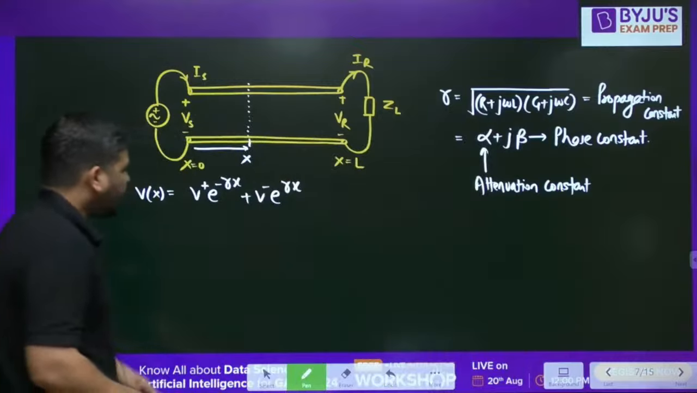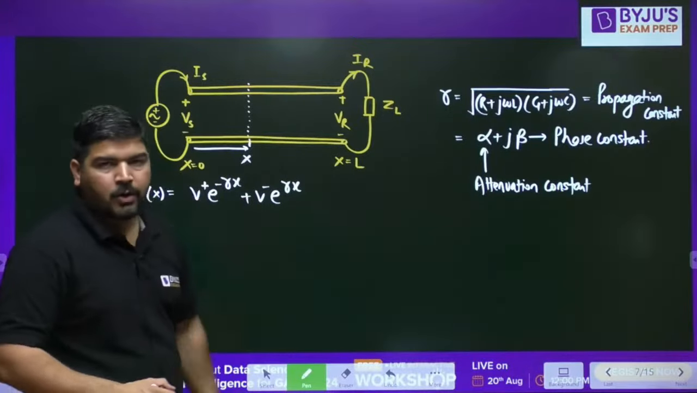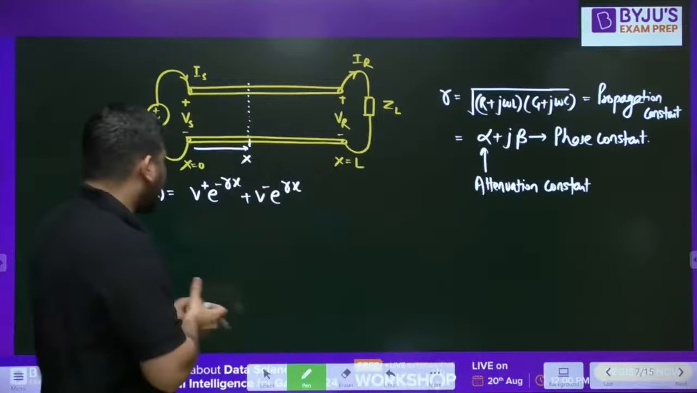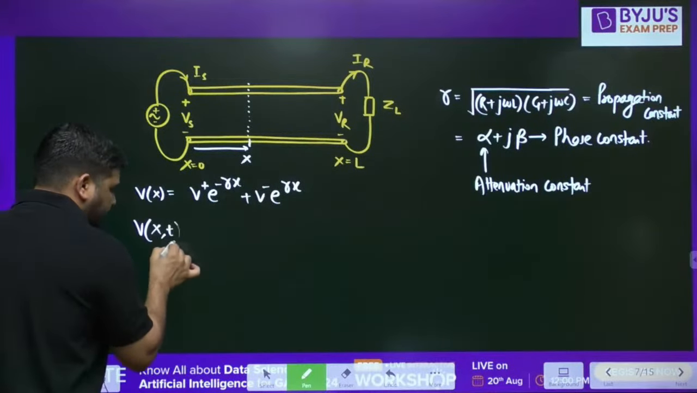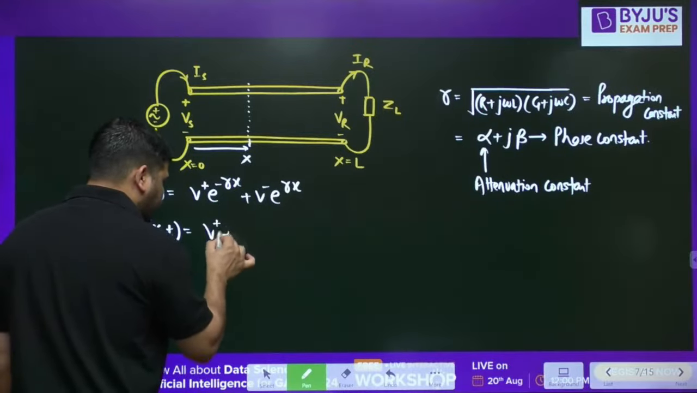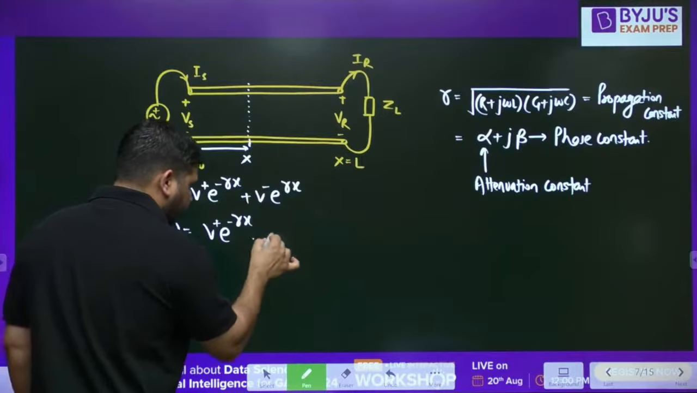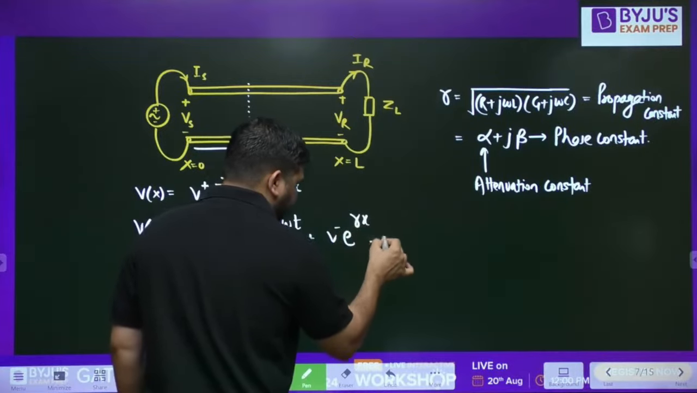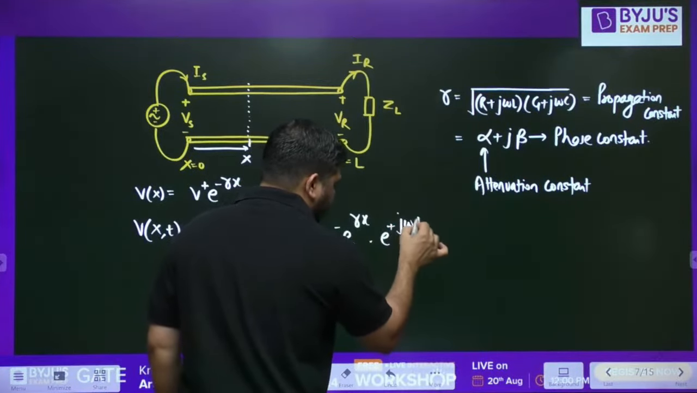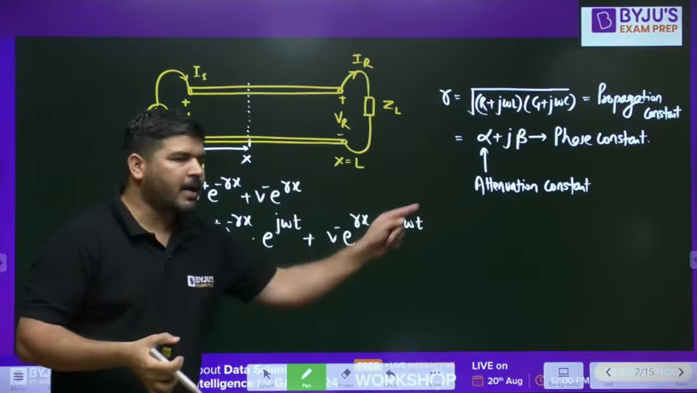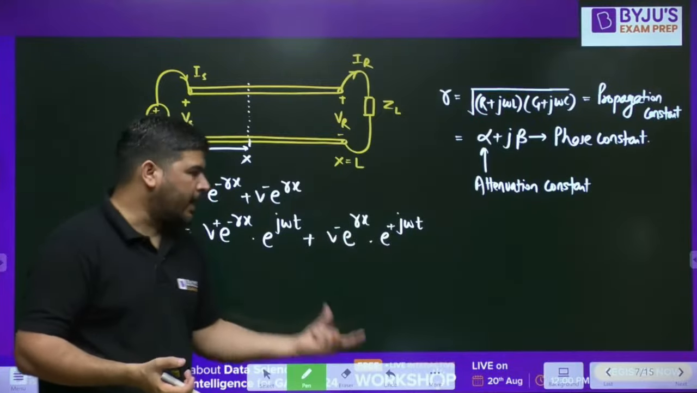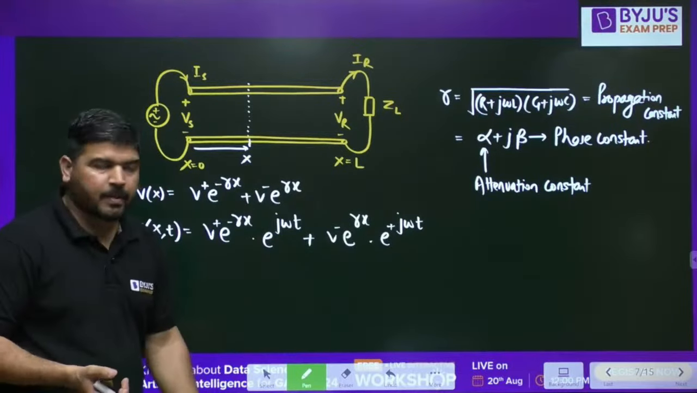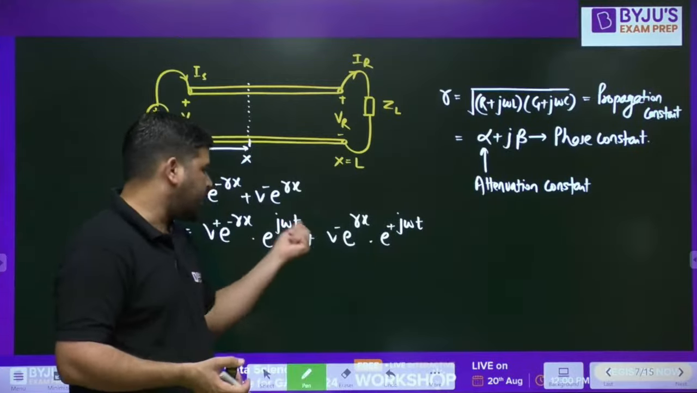Now this is the expression for the voltage at some distance x, but I told you that voltage is not only a function of space, it will also be a function of time as well. It means if you want to write the voltage entirely, time as well as space, you can write it like this: V plus e to the power minus gamma x into e to the power j omega t plus V minus e to the power gamma x into e to the power j omega t. I have multiplied with j omega t to show this as a time harmonic wave. To introduce the time factor, you just multiply with e to the power j omega t.